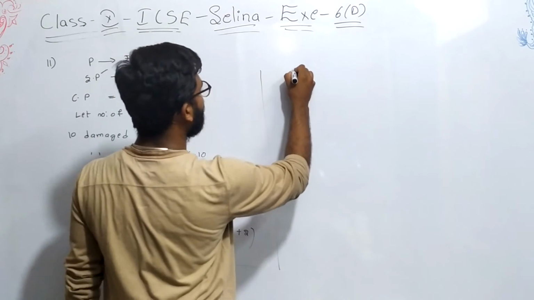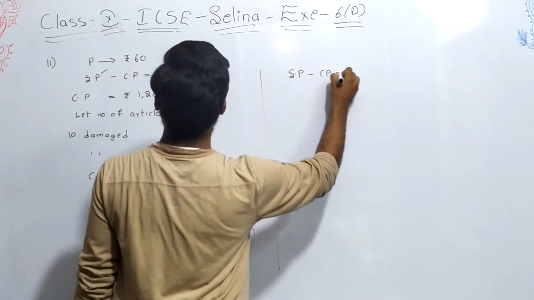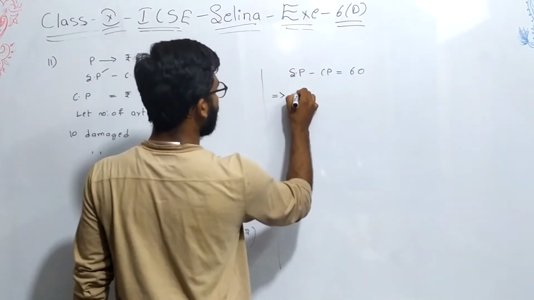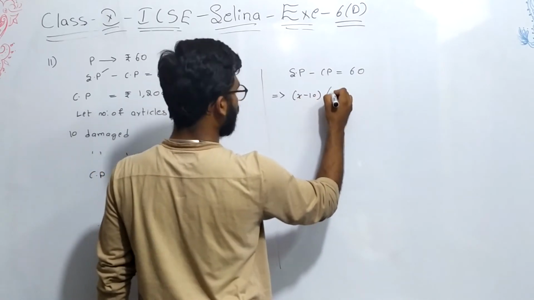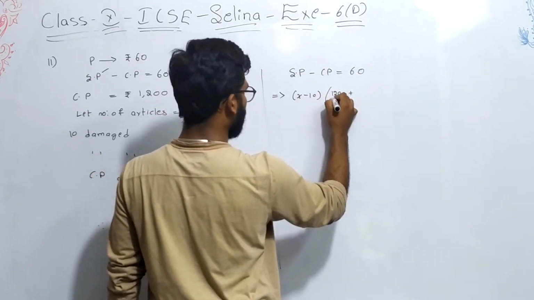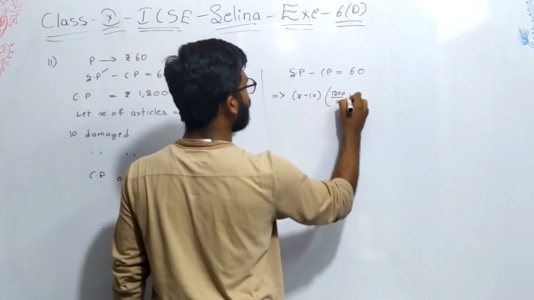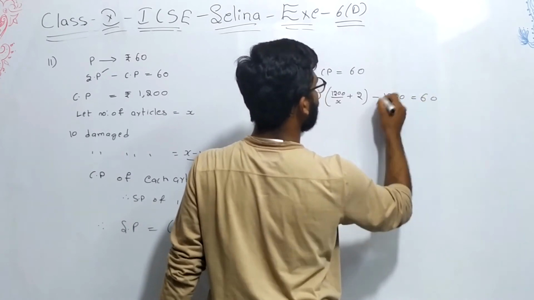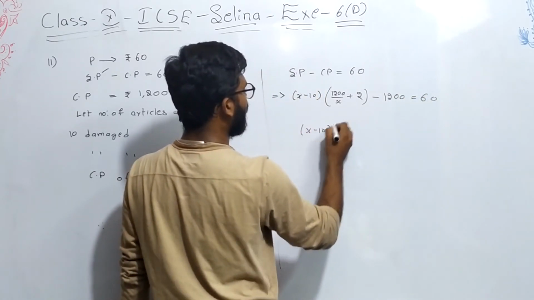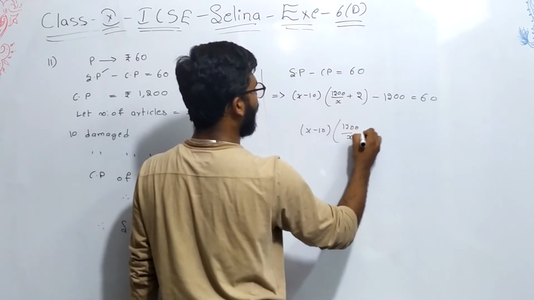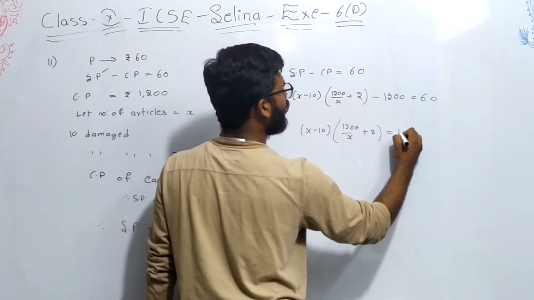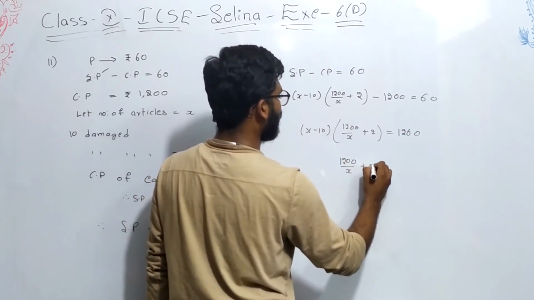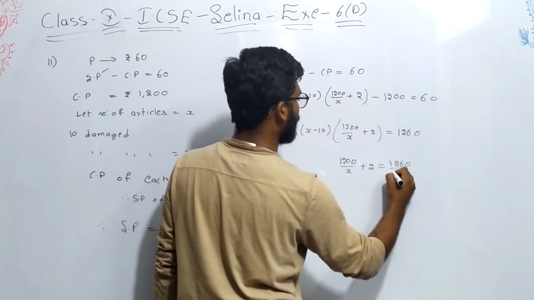We know the condition that SP minus CP is equal to how much they gave? 60. So we can do this. SP is x minus 10 into 1200 by x plus 2 and CP is 1200, right? It is equal to 60. If we send 1200 that side, what will it become? x minus 10 into 1200 by x plus 2 is equal to 1260. And again, if I send x minus 10 that side, what will it become? It is equal to 1260 by x minus 10.